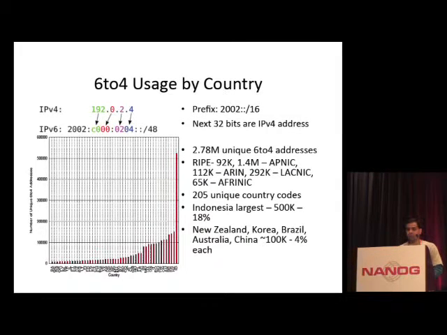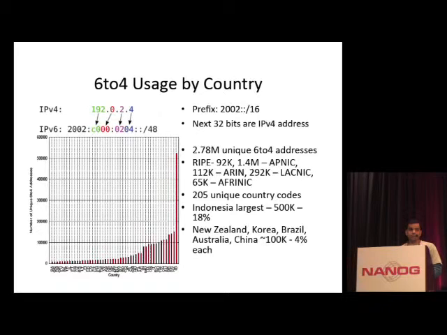The next transition technology, which also encodes information in the IPv6 address, is 6to4. And what we did was we once again sliced and diced. For 6to4 usage, there's a fixed prefix 2002, and that is followed immediately by the IPv4 address of the node that constructed that address. We observe about 2.78 million unique 6to4 addresses.